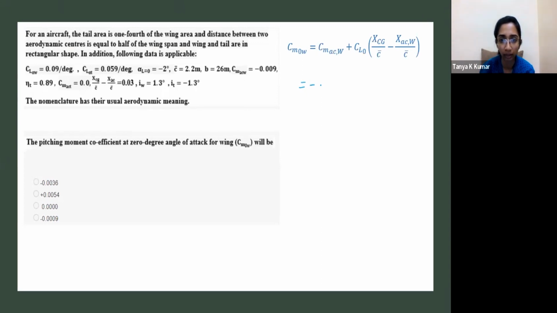CMACW is minus 0.009. CL naught: how do you find out CL naught? Can someone tell me how we find out CL naught? We have done this in the previous similar question. They've given us the angle of attack at 0 lift, and they've given you the lift curve slope. So how do you find out CL naught?